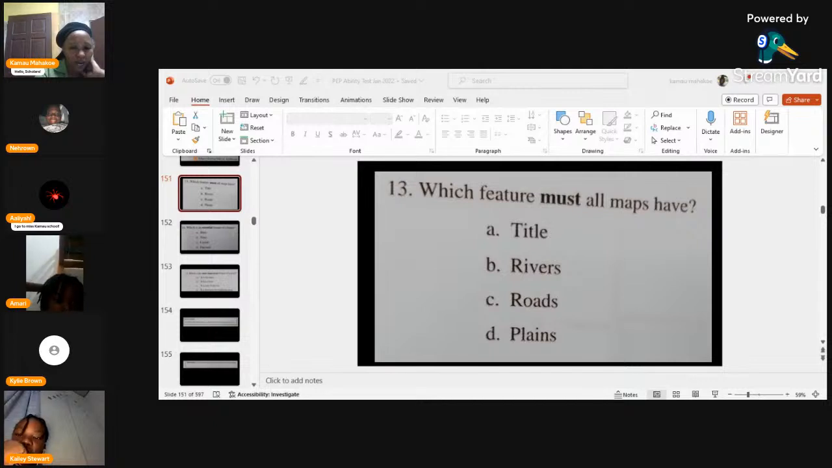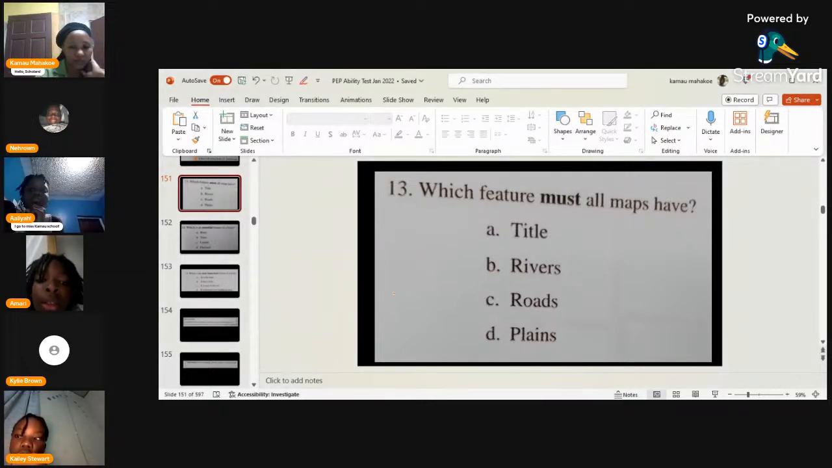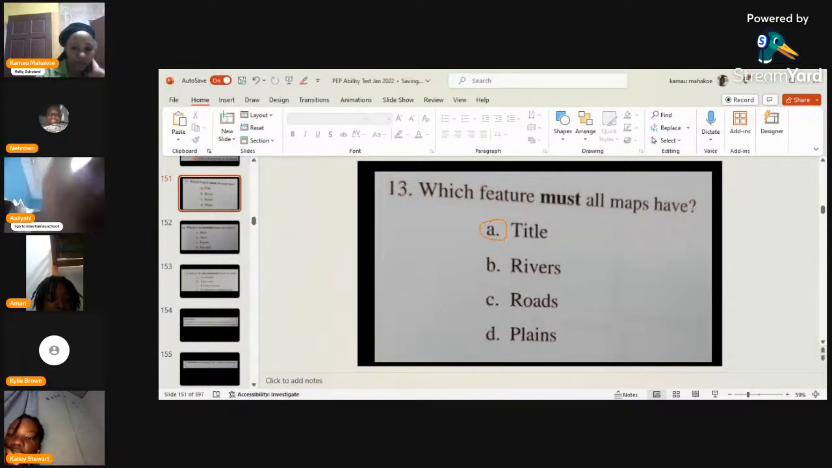All right, so all maps must have what? Do all maps have planes? Do all maps have roads? Miss, I would say they would need a title. That is correct. When you have a map, you must put a title. You must put a key. It should have a scale also. Not all maps have rivers and plains.